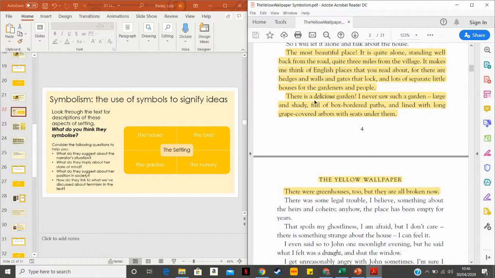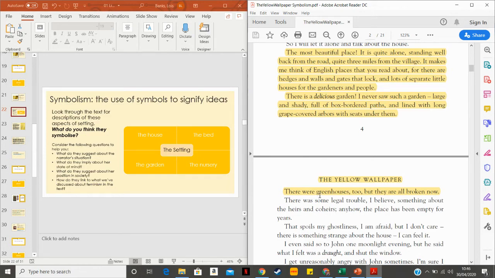If we look at the garden here, a delicious garden. She likes it. I never saw it. Full of box bordered paths. And again, it's this idea then of being put into boxes, into categories. She is expected to be a wife and a mother and a woman in the 1800s, and therefore the notion of her being creative or writing or being free of mind can't be allowed to happen. So we need to think about that.